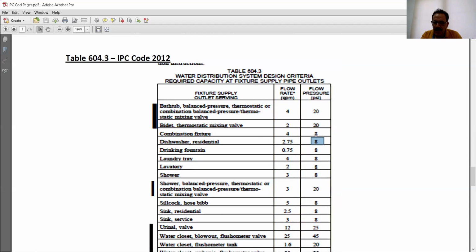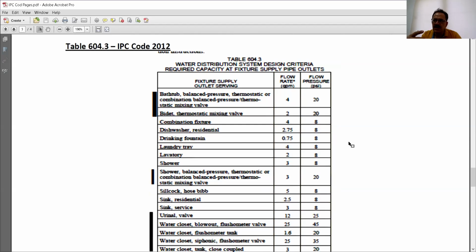If the pressure is more than this, okay. But if the pressure at this dishwashing machine or residential area is less than 8, it means this is not enough. You have to solve this problem, either by decreasing the diameter or doing something else. These are all the design procedures that we need.